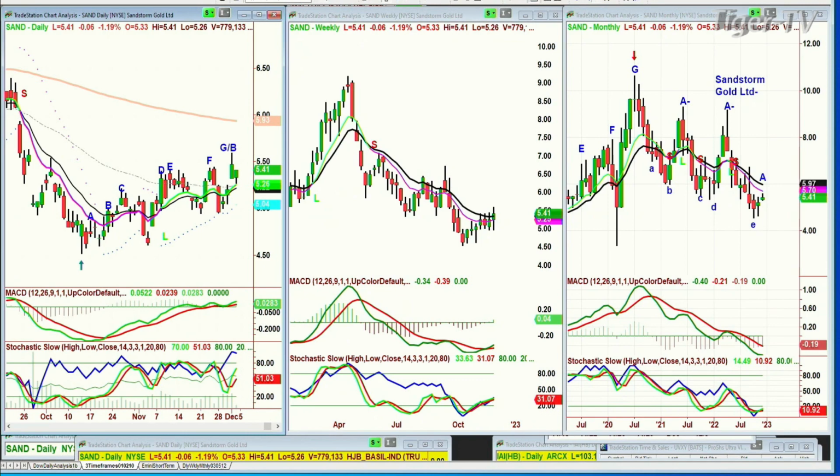It needs a lot of work to improve the weekly and monthly, but that can only happen if the daily really gets strong. And as soon as SAND at some point starts to trade in the 6.20s, it's a different kettle of fish. But yeah, it's acting nicely right now.